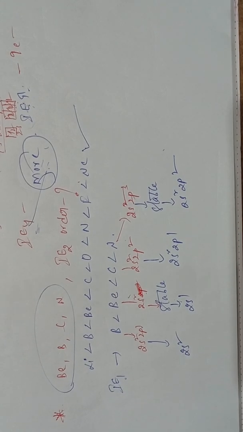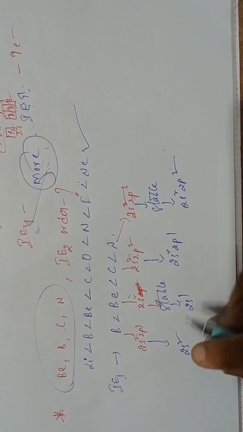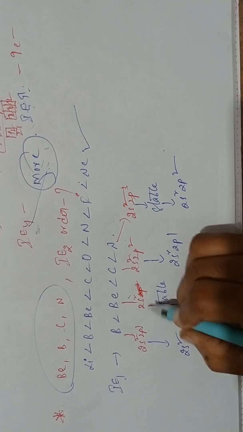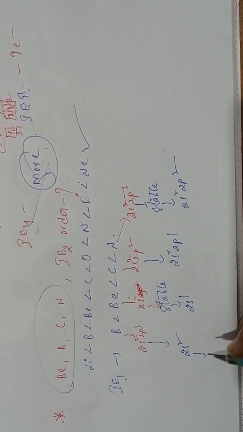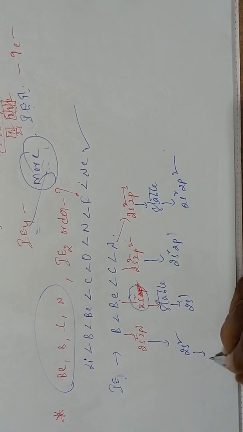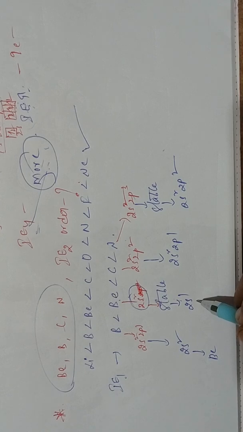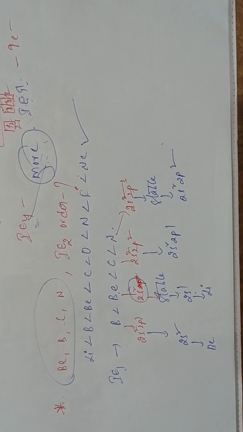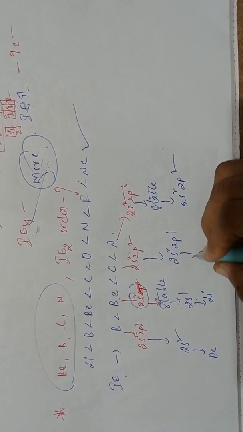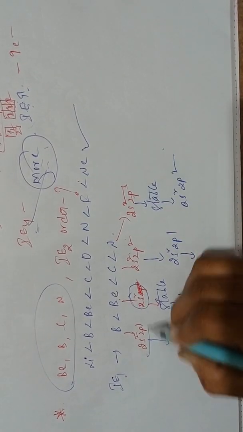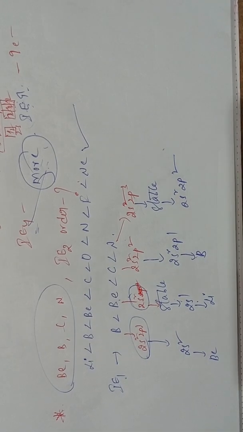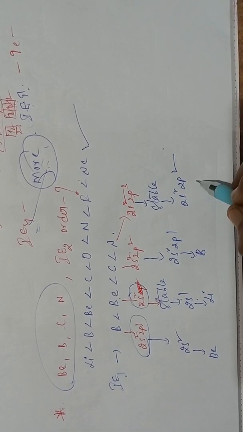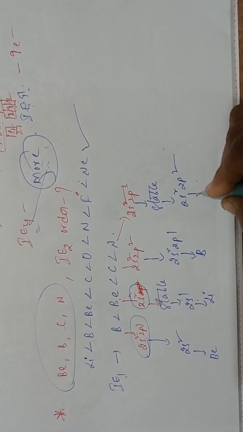Now which is the more stable, students? 2s2 means what electronic configuration? 1s2 2s2 is beryllium. Next, 2s1 means 1s2 2s1, which element? Lithium. Are you correct? Lithium. 2s2 2p1 is which electronic configuration? Boron. Next, 2s2 2p2, which electronic configuration? This is carbon.